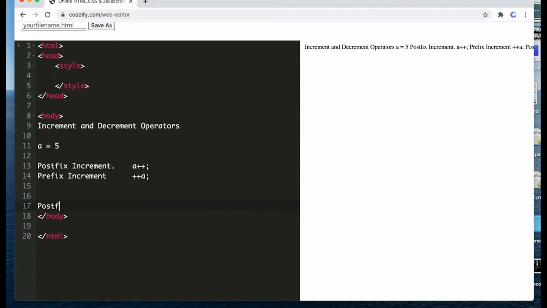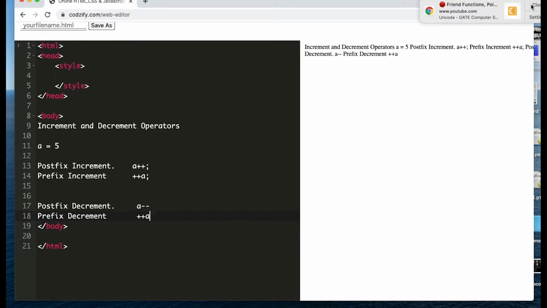Similarly, we have the postfix decrement operator, which is written like this, and the prefix decrement operator, which is written like this. Okay, so what basically is the difference between the postfix and prefix operator?